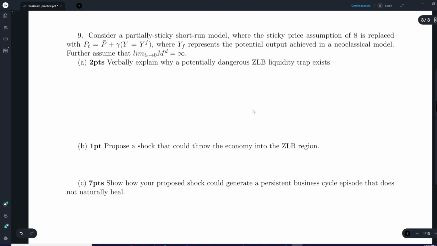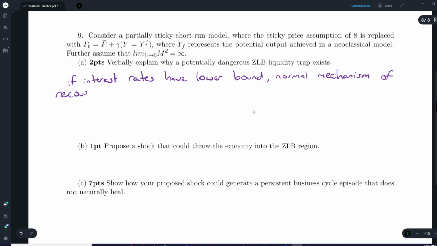The basic idea of why sticky price is working is that if interest rates have a lower bound, the normal mechanism of recovery, which is prices fall, interest rates fall, doesn't work, right? And you get no natural recovery, right?